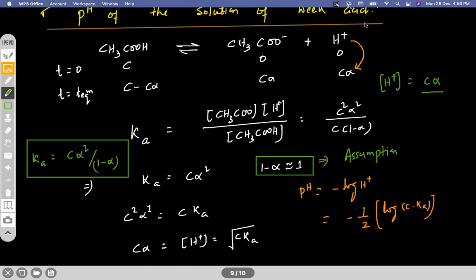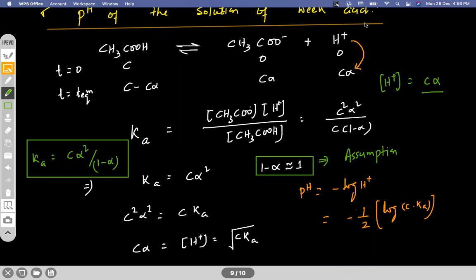Yes, we are assuming that because if you do the exact calculation, it won't affect the answer much. The difference is not that great. Alpha is already small, so to get the approximate answer, we can do that kind of assumption. But if you want to calculate the exact value, you have to solve the quadratic. There's no other way. When you solve the quadratic and when you do this assumption, the difference we get is very small. Hence, we can do this assumption.